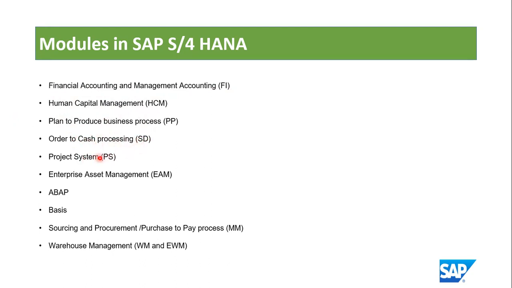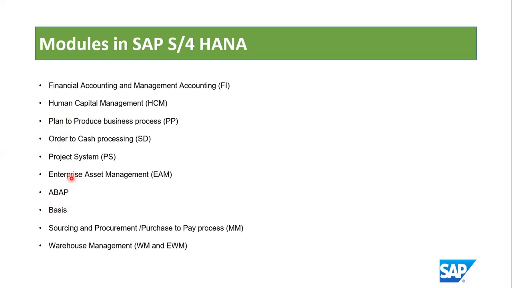We have project systems. This project systems module will mostly be implemented in the engineering, construction, and operation industries. And we have enterprise asset management: if we have any machinery, we have plant maintenance, asset maintenance. Those machineries we call assets, and plant maintenance will cover them. So EAM is one module. You know already, ABAP is a coding language. So those who are interested in code can learn the ABAP module. And Basis is also system maintenance, one type of technical module. So both are technical, and the remaining are functional.